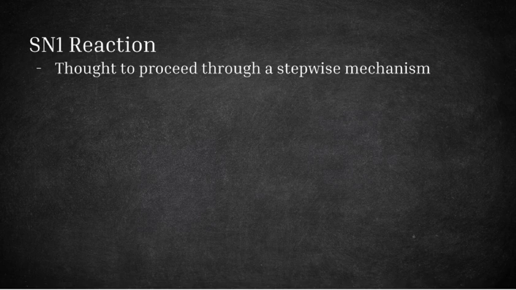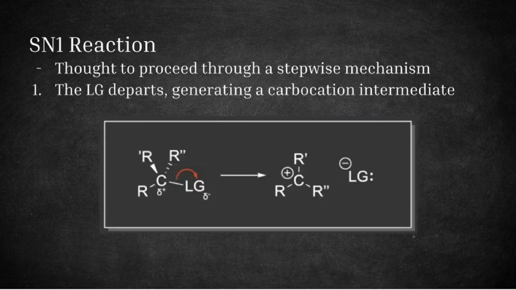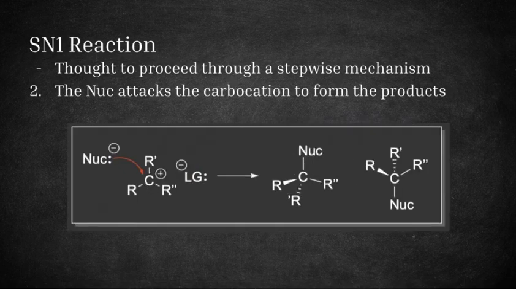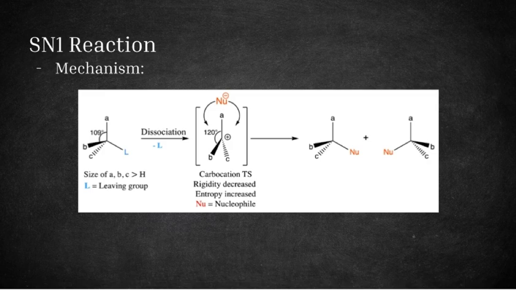The most widely accepted explanation for how an Sn1 reaction proceeds is through a stepwise mechanism involving a carbocation intermediate. In the first step, the leaving group departs, generating a carbocation. In the second step, the nucleophile attacks the carbocation to form the product. This mechanism aligns with the experimental observations described above. In the stepwise mechanism, the first step, where the leaving group departs to form a carbocation, is the rate-determining step. The second step, in which the nucleophile attacks the carbocation, occurs rapidly, explaining the unimolecular rate law, which depends only on the concentration of the substrate.